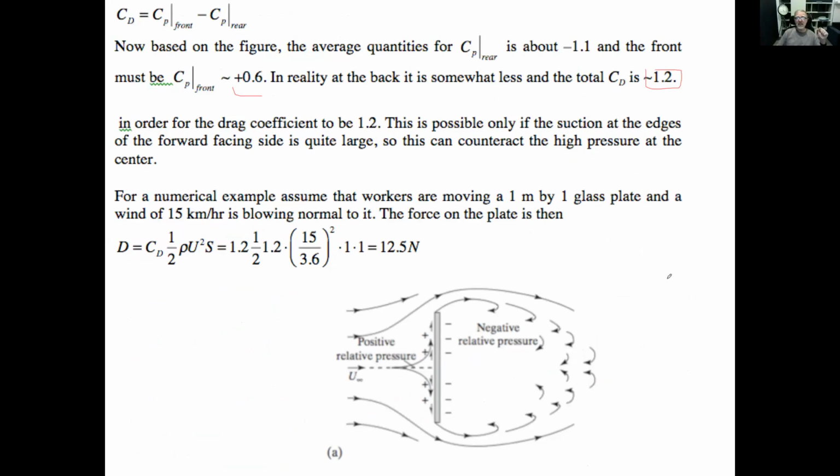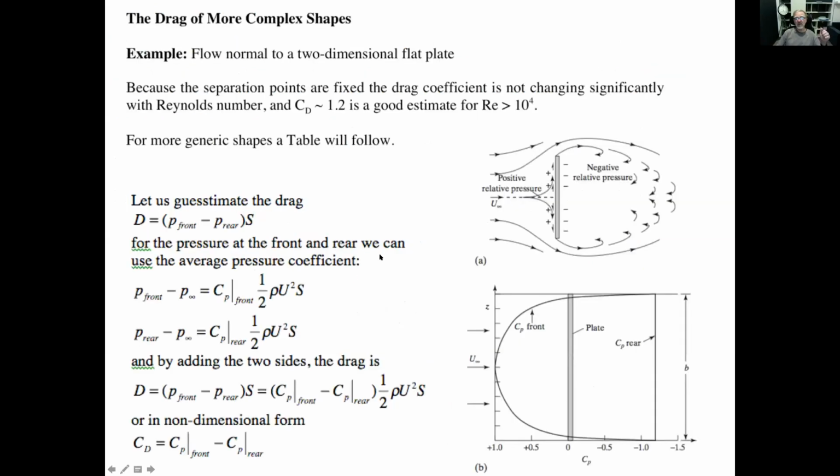So let's say that I'm carrying a 1 meter by 1 meter glass plate, normal to the free stream. So here's the glass plate, and the wind is blowing into the glass plate at 15 kilometers per hour, not very fast. So what is the drag? It's CD, half rho V squared S. CD, we said 1.2, half the density of the air, velocity in meters per second, and then the area, S. Turns out not much, 1.25 kilograms roughly.